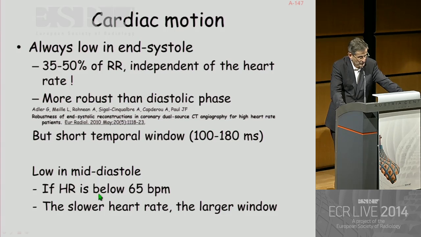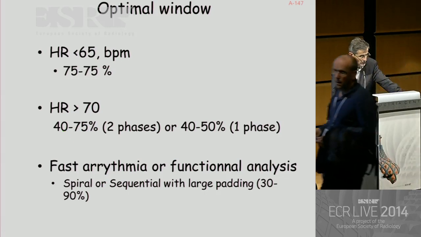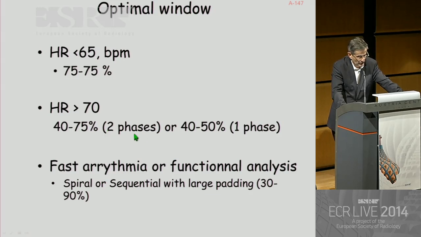But of course, if your heart rate is low, everybody knows, I think, that you can safely make coronary imaging in the mid-diastole. So, to make things simple, the optimal window is surely the diastolic phase around 75% of the RR interval if you are below 65 beats per minute. If it's over 70, if you want to be on the safe side, you can give radiation dose between 40 and 75%, and you will be able to get two phases. Or you can even reduce the temporal window between 40 and 50% of the RR interval, and you will still have one phase with low motion.